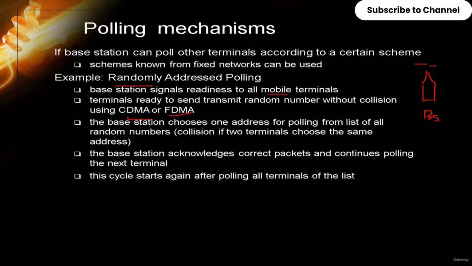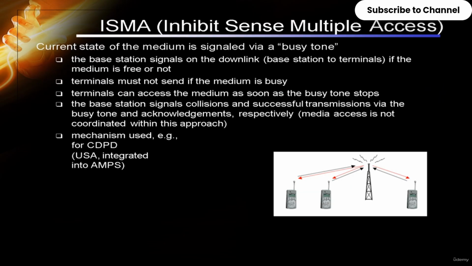So the base station is the authority which decides which mobile station it can communicate with. The base station acknowledges correct packets and continues polling the next terminal. This cycle starts again after polling all terminals in the list. So the base station maintains a list, right? From the list it has to give priority to all stations which are requesting. Likewise, random addressing polling is used to send data from base station to mobile stations.